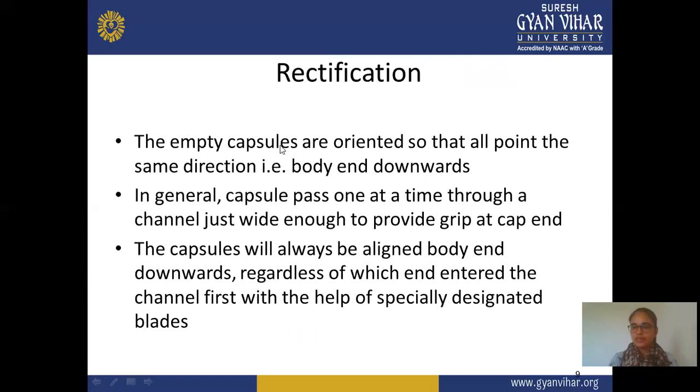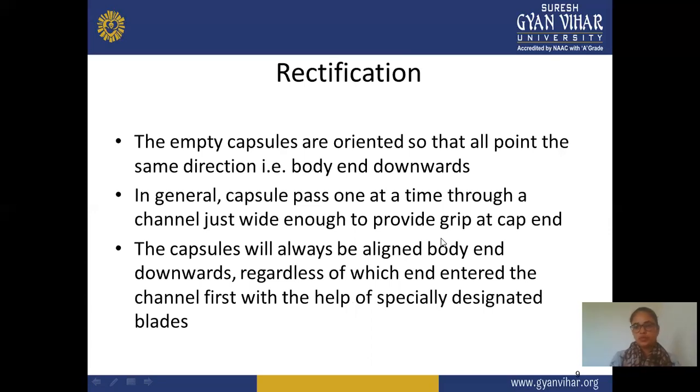In the first step, that is rectification. The empty capsules are oriented so that all point in the same direction, that is body downward. Means before starting the procedure, you put all capsules in a proper, uniform way in the same direction, with the body part on the downside. After that, in general, capsules pass one at a time to the channel, just wide enough to grip at the cap end. Once you put them like this, it's easy to fit your cap.